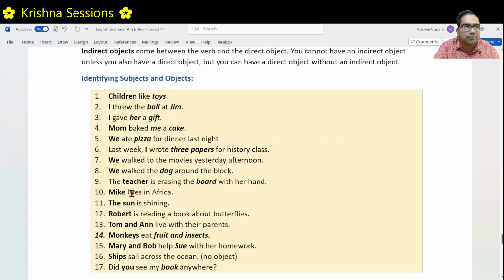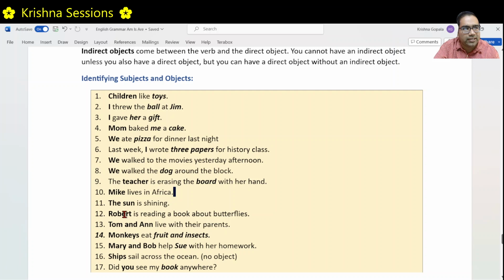Mike lives in Africa. See again. Mike lives in Africa. This is just a statement of the state of Mike's living. There is no direct object of lives. Mike lives in Africa is a state of Mike's whereabouts. Similarly, the sun is shining. Here also there is no direct object of is or shining.